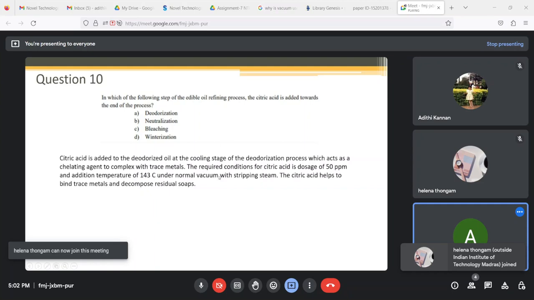So this is the citric acid dosage that is added, and this will help to bind to the trace metals and decompose the residual soaps that are present in the oil. So this citric acid is added in the process of deodorization. So answer is option A.